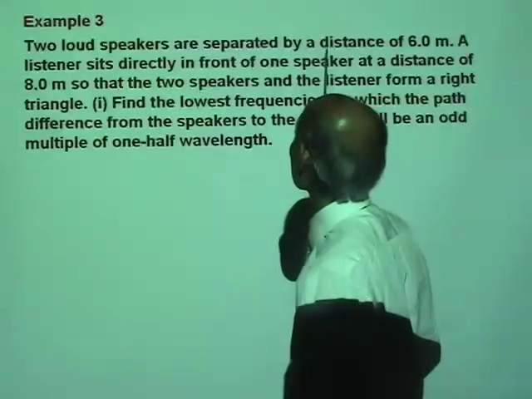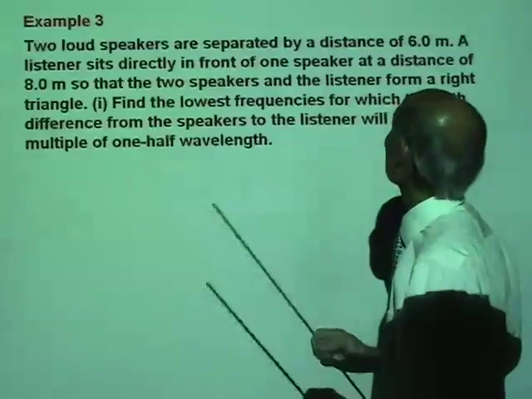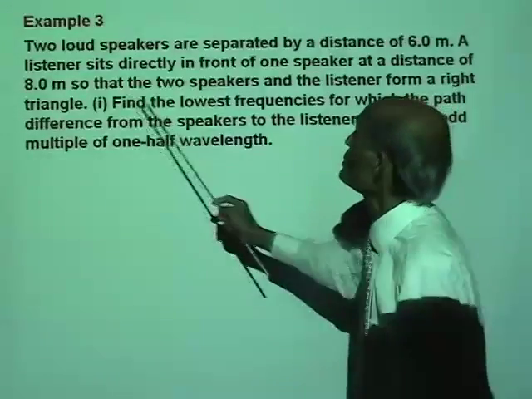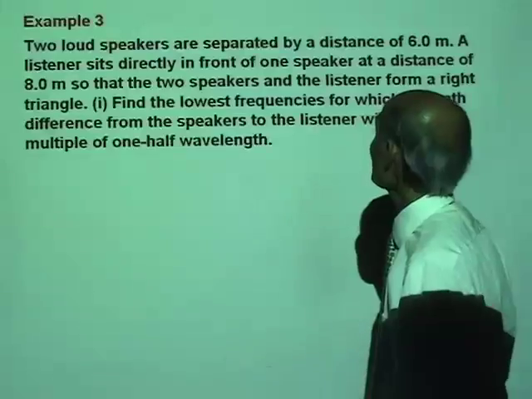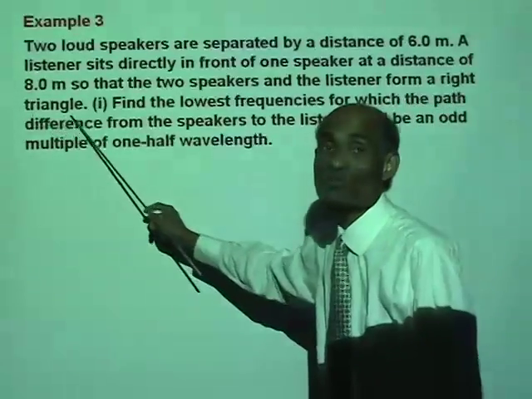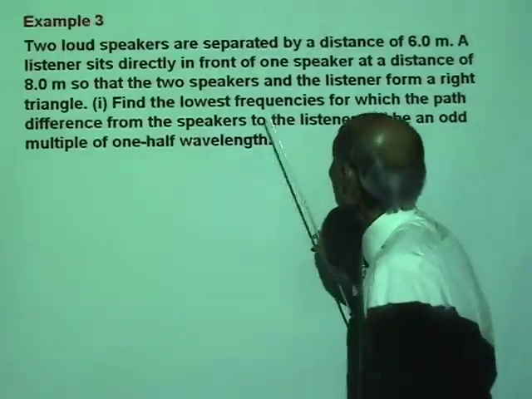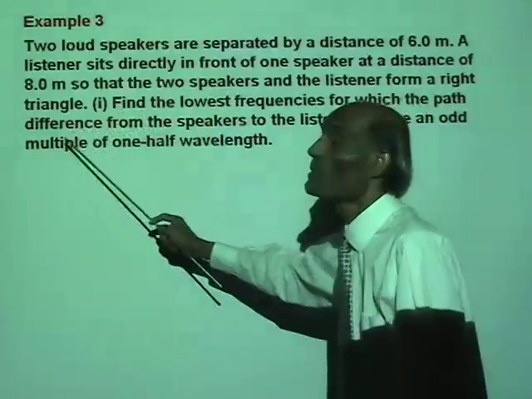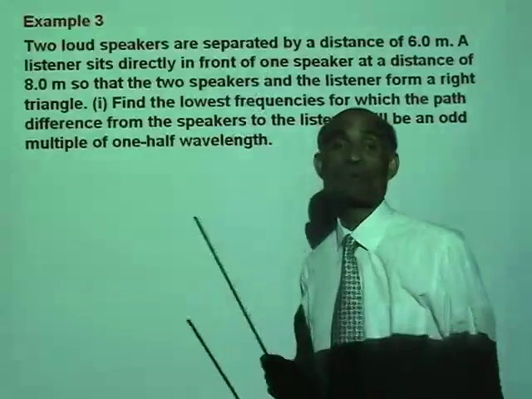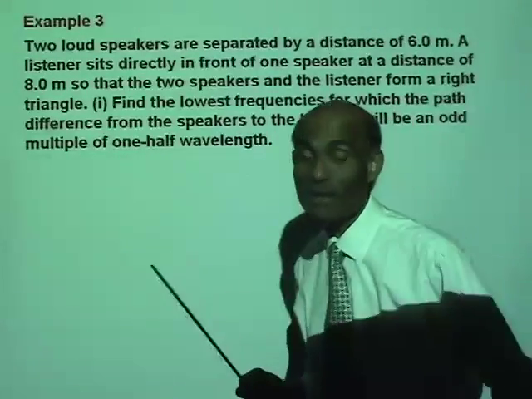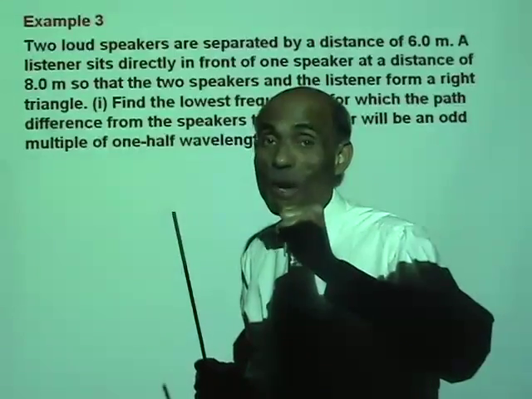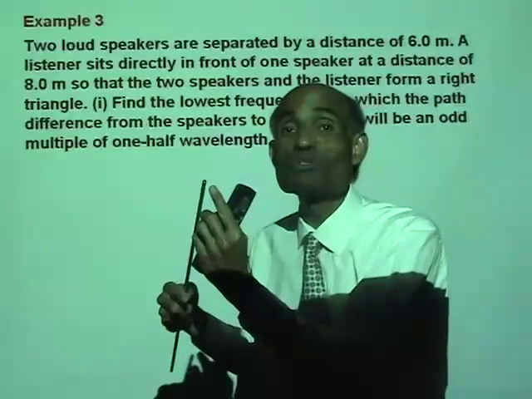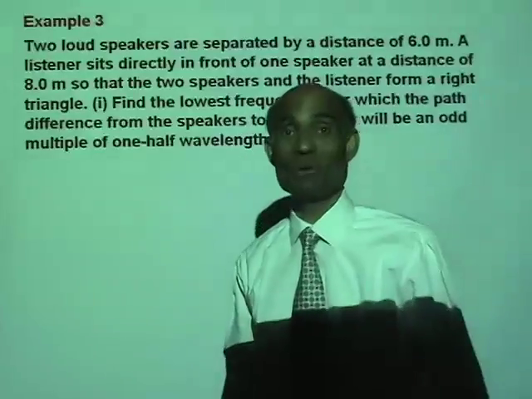Two loudspeakers are separated by a distance of 6 meters. A listener sits directly in front of one speaker at a distance of 8 meters, so that the two speakers and the listener form a right triangle. Find the lowest frequencies for which the path difference from the two speakers to the listener will be an odd 1/2 multiple of the wavelength. Well, if the path difference is an odd multiple of 1/2 of the wavelength, then the two waves will be arriving out of phase. There will be no sound at that point.